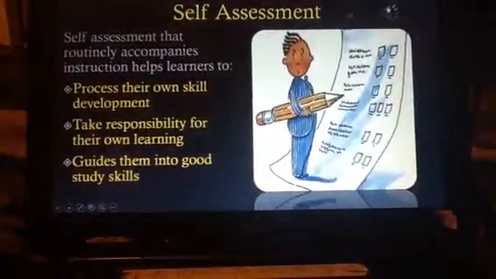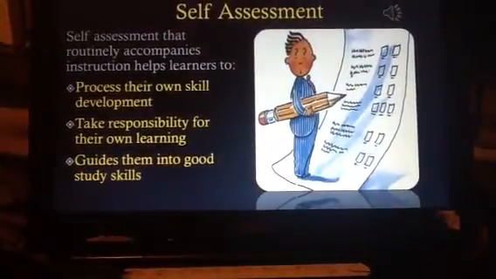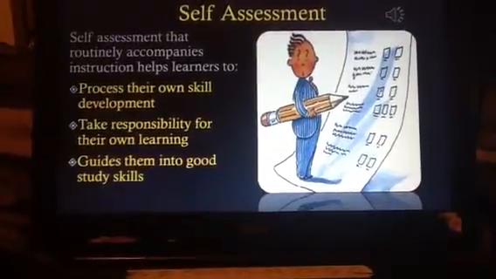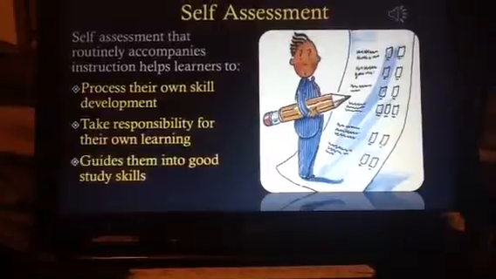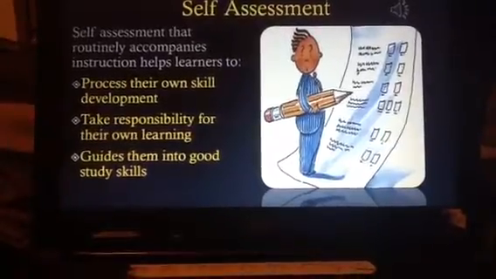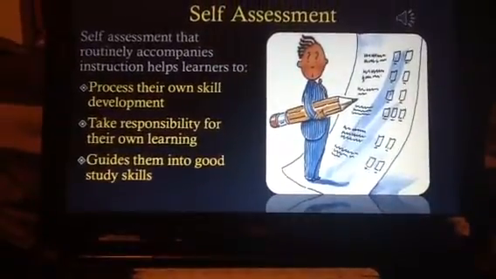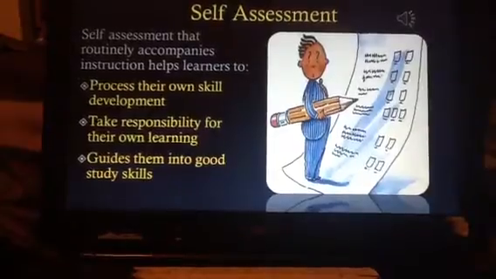It's important to have English language learners participate in the self-assessment. Self-assessment that routinely accompanies instruction helps the learners to process their own skill development, take responsibility for their own learning, and it guides them into good study skills.